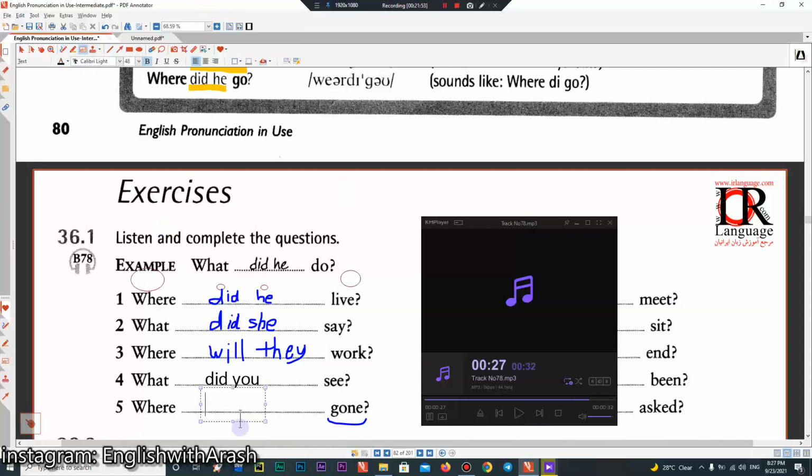This is present perfect. Maybe if you don't know this, that might make it hard for you to get it. But if you know present perfect, it shouldn't be hard. Where have they gone? Good. Nice. Let's go to the next part.